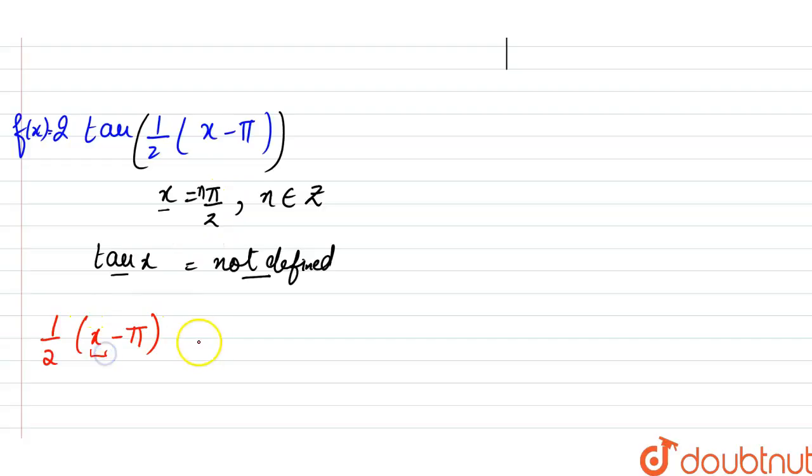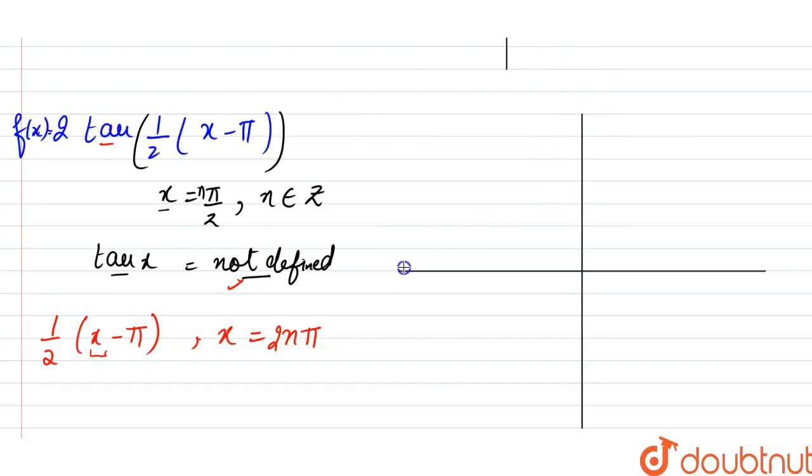So x should be any multiple of 2n pi. If we put n equals 1, let's say, this will become 2 pi. 2 pi minus pi will give pi, and we will have the angle tan of pi by 2, which will become not defined. This is what we know about the graph of the tan function. So this function that we have been given becomes not defined when x is 2n pi.